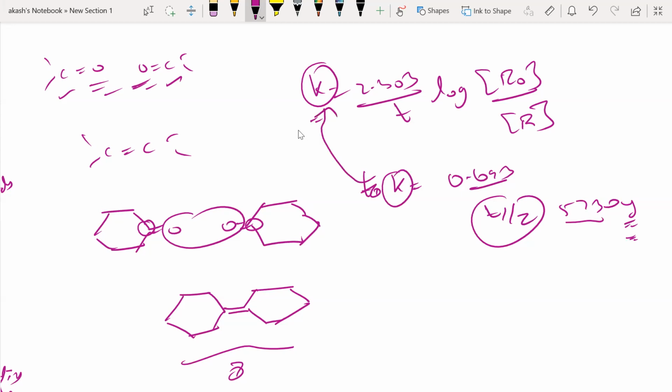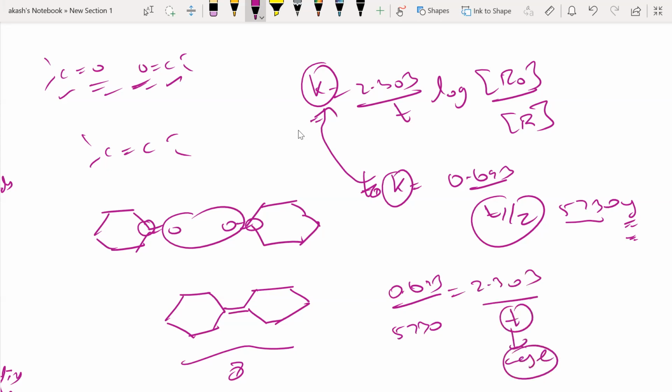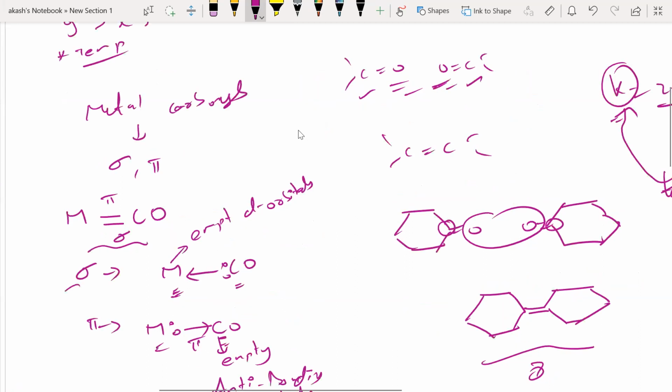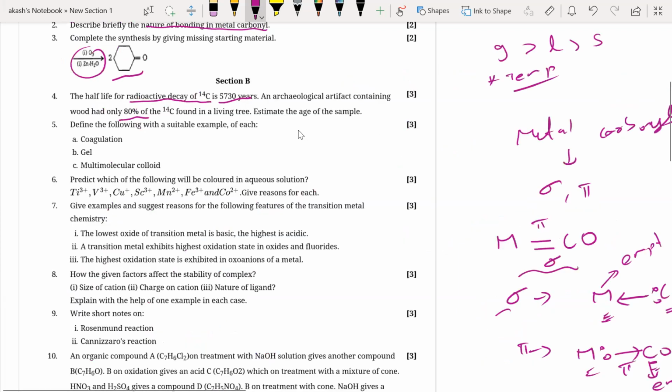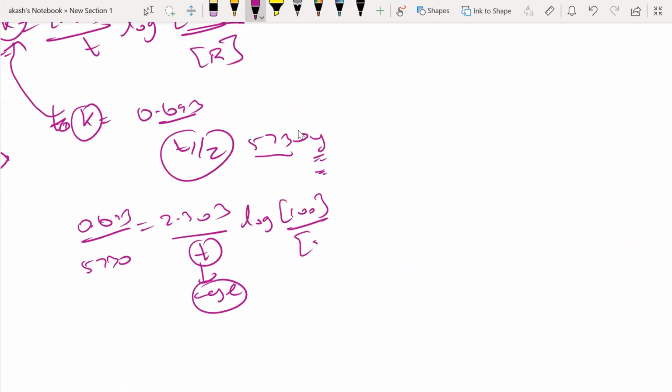Okay. So now I can just do it. So we have 0.693 divided by 5730 years is equal to 2.303 divided by T. T is your age. Okay, now initially I will have 100%. That is how we assume. In all the questions of carbon dating, you must assume that the initial concentration was 100. Now what they are telling is, finally, only 80% of it is remaining, 80% of the carbon-14 found in a living tree. So obviously the final concentration is 80. Right, that's it. Everything is known.